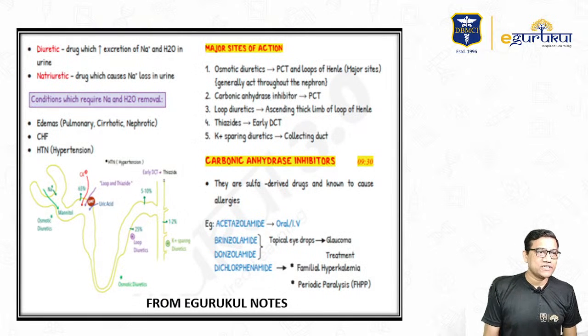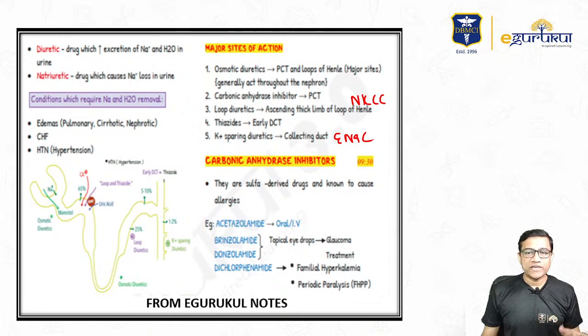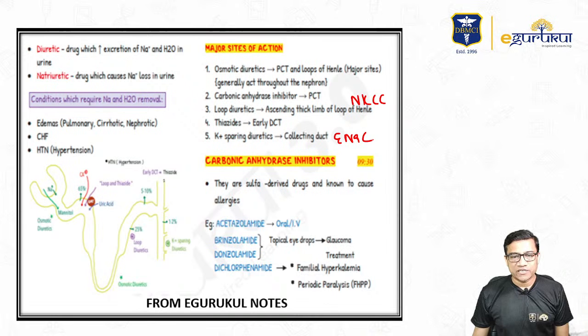And the image is there. You can see. So these are the eGurukul notes. You can check. Osmotic diuretics act on PCT, carbonic anhydrase inhibitors on PCT, loop diuretics on the ascending loop NKCC. They are class notes. You can see. Thiazide acts on early DCT, potassium sparing on the collecting duct, ENaC. So I think everything is there in the notes. You can check it. Okay.